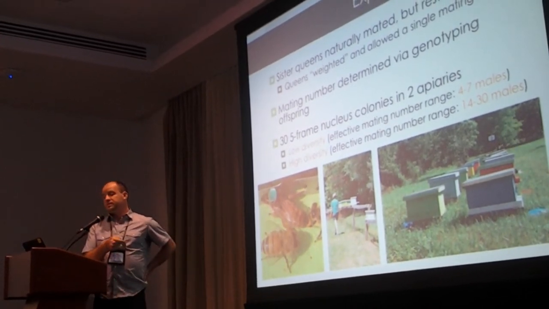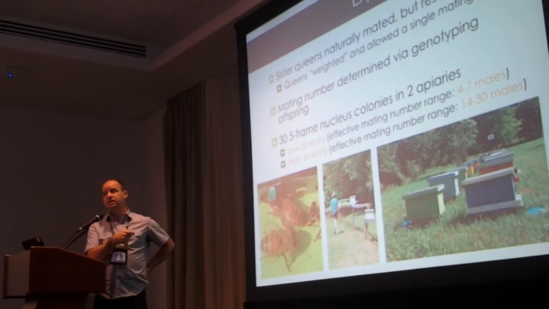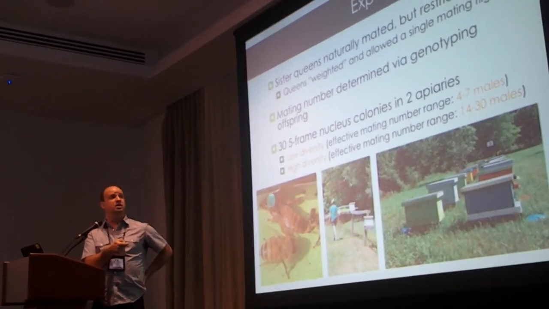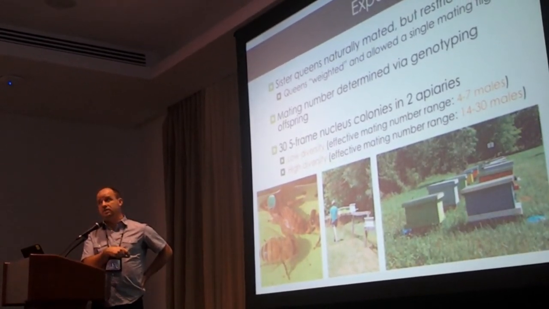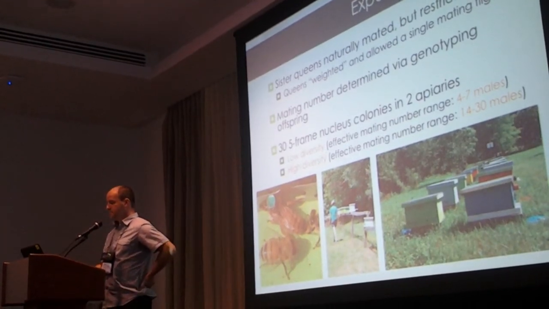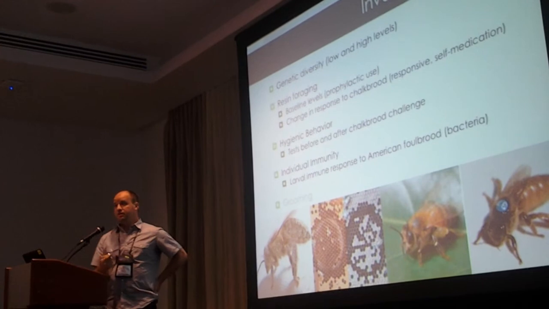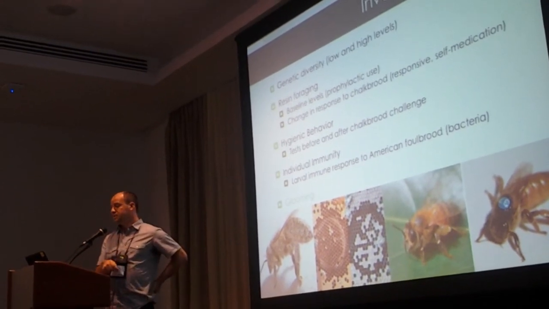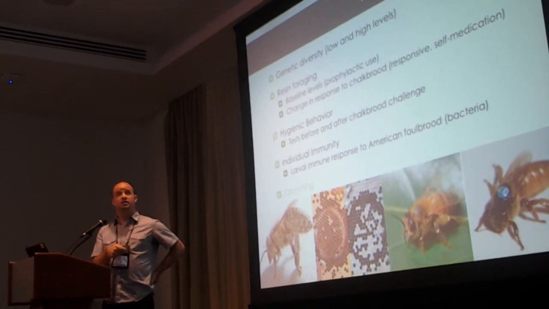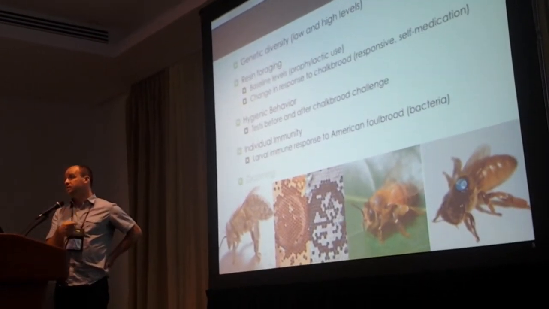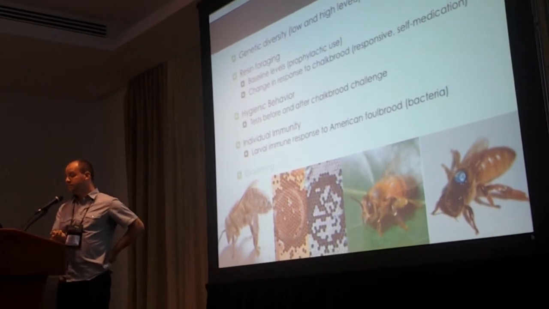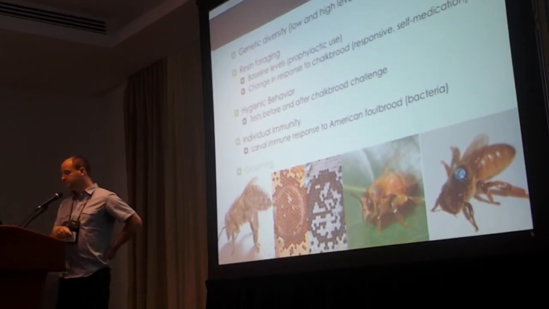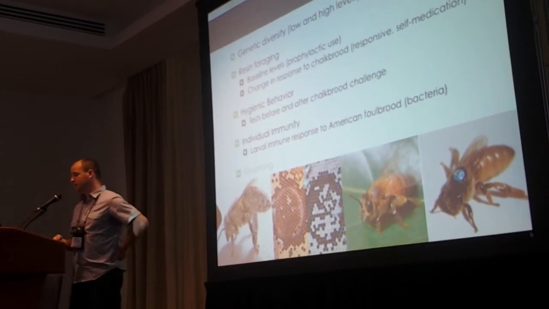I ended up setting up 15 what I'm calling low diversity colonies, headed by queens that had mated with 4 to 7 males, and then another 15 colonies headed by queens that mated with 14 to 30 males. Then I looked at the effect of genetic diversity on disease resistance, and also resin foraging, both the prophylactic or background level use of resin and how they respond to a pathogen challenge, and hygienic behavior. I also looked at larval immunity, and I'm not going to be able to talk about it, but I also looked at grooming.